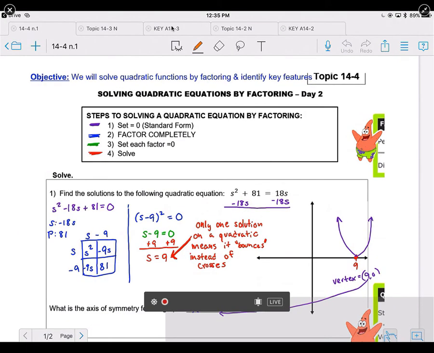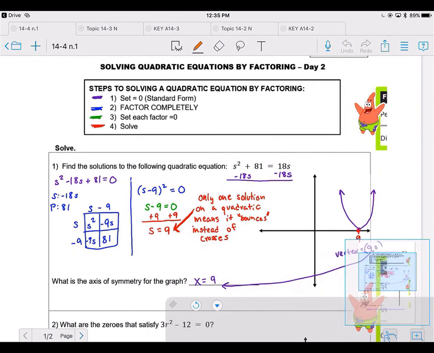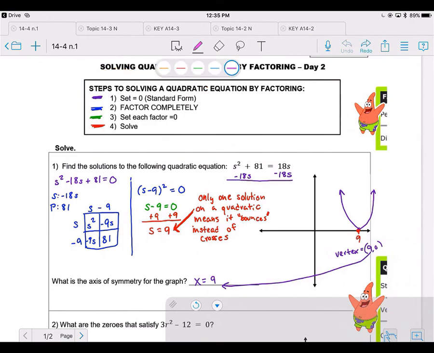This video covers topic 14.4, which is solving quadratic equations by factoring, day 2. So again, to refresh our steps up here, in order to solve, we set things equal to 0, we factor completely, we set each factor equal to 0, and we solve each factor.